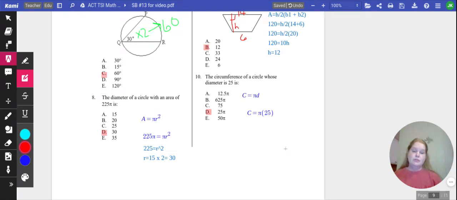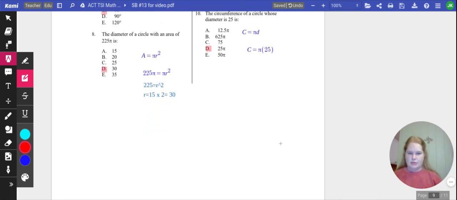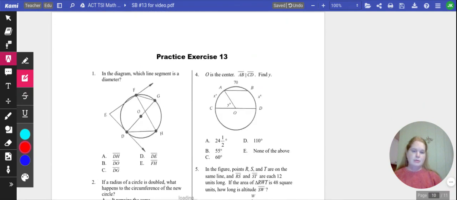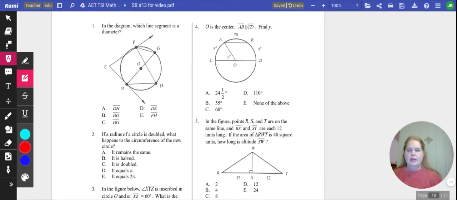All right, we made it through the first 10. 10 more questions to go on the practice exercises. I hope some of this is coming back to you. All right, question 1. We've got a diagram with a line segment, and we want to know which one of those is the diameter. Well, diameter goes all the way through the center across the circle. So going through O, the only one that goes through O is DG. It's an easy question. Hope they give us more of them.